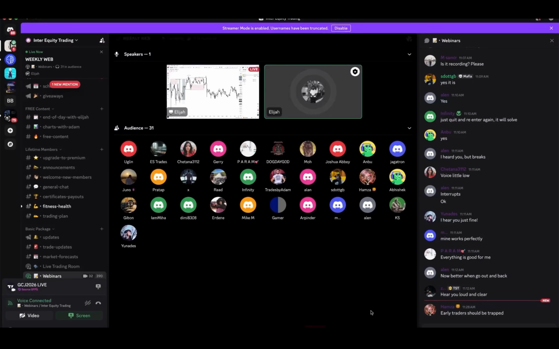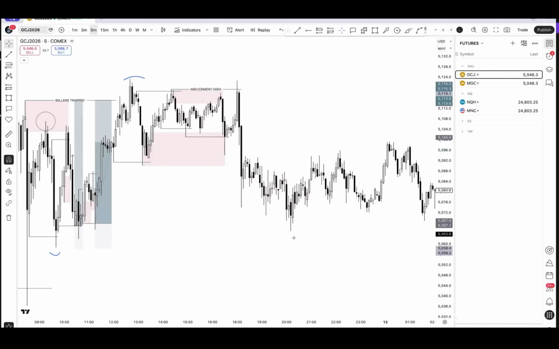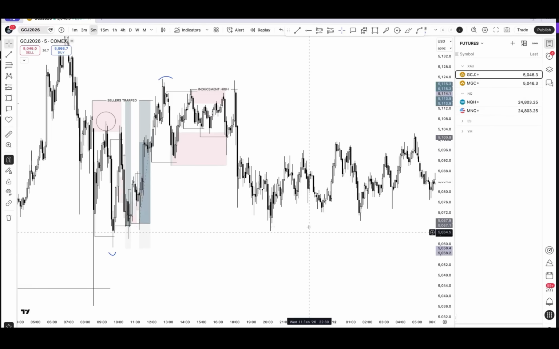Okay, early traders should be trapped. Just checking in on you guys. Okay, so now we start to trade into these lows. This is what starts to give us some sort of conviction, letting us know we're starting to build liquidity at these lows now.